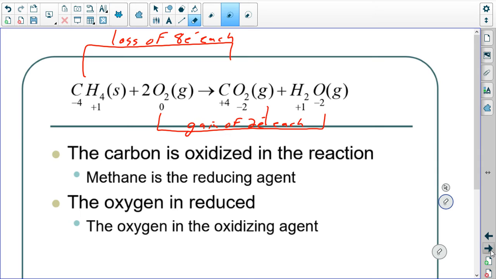So in this case, because the carbon lost 8 electrons, the carbon is oxidized in this case. Therefore, the methane, where the carbon is, is the reducing agent. The oxygen is reduced, and is the oxidizing agent.